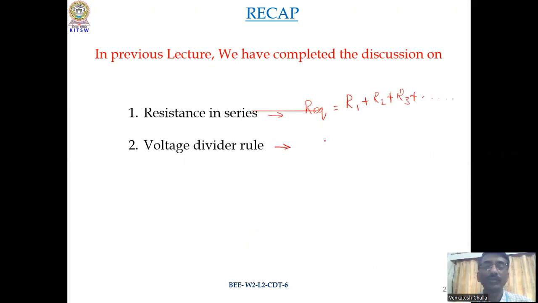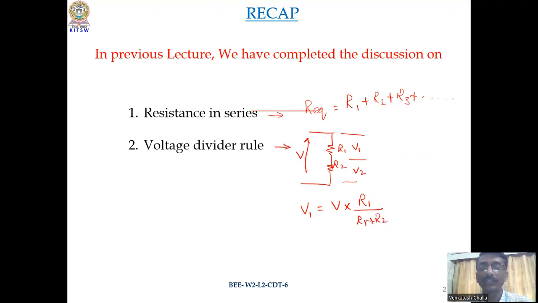And voltage divider rule, for example, if two resistors of value R1 and R2 are connected in series to a supply voltage V, then this supply voltage is divided into V1 and V2 for R1 and R2. The element voltage V1 is given by total voltage into resistance of that element divided by the sum of resistors connected in series. Similarly, V2 will be equal to V into R2 divided by R1 plus R2.